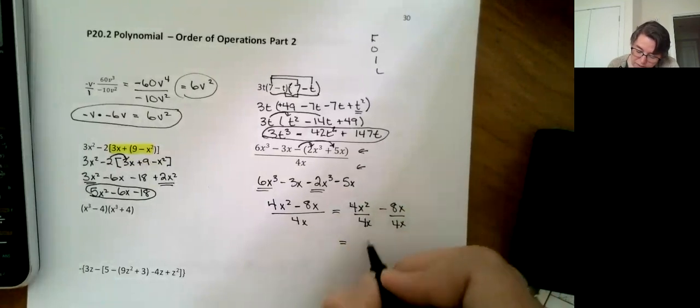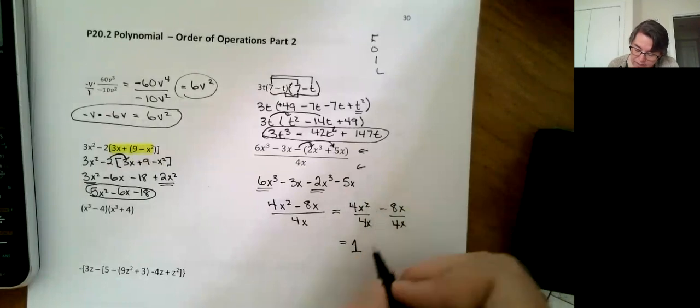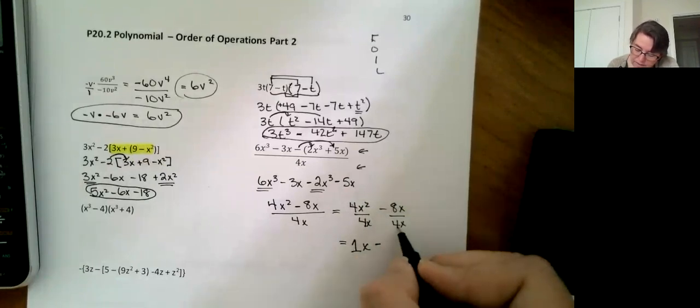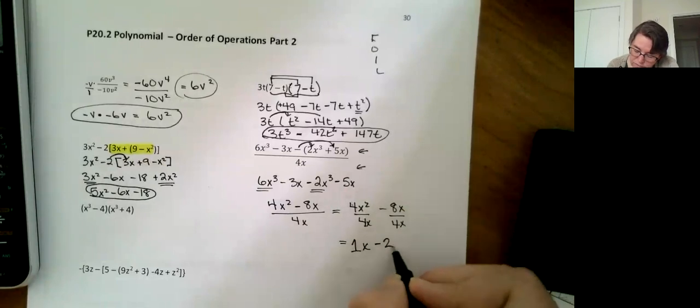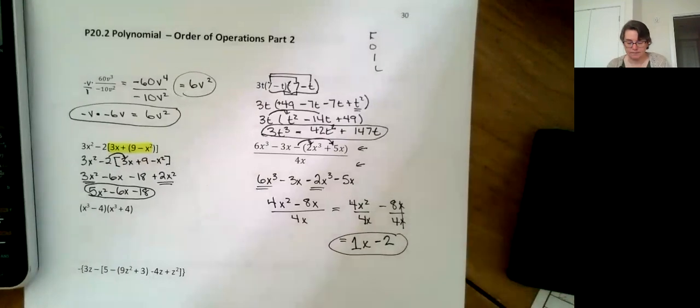So 4 divided by 4 is 1. Put the 1, don't put the 1, it's okay. X and minus 8 divided by 4 is 2, and my x's cancel out. And there we go.